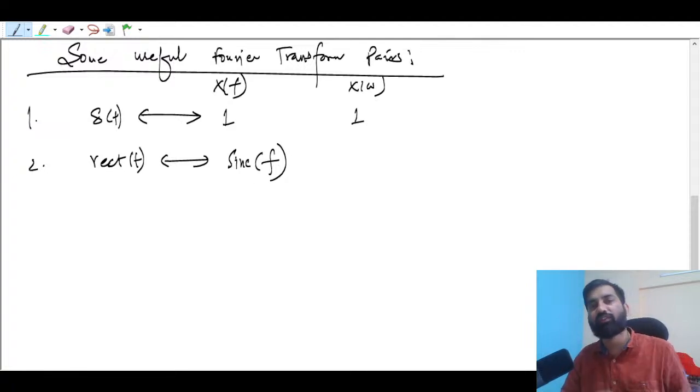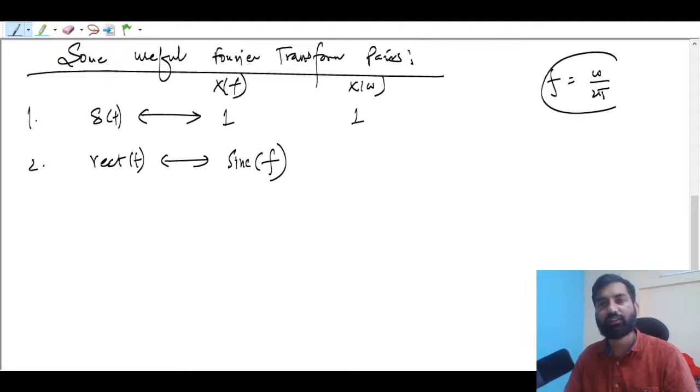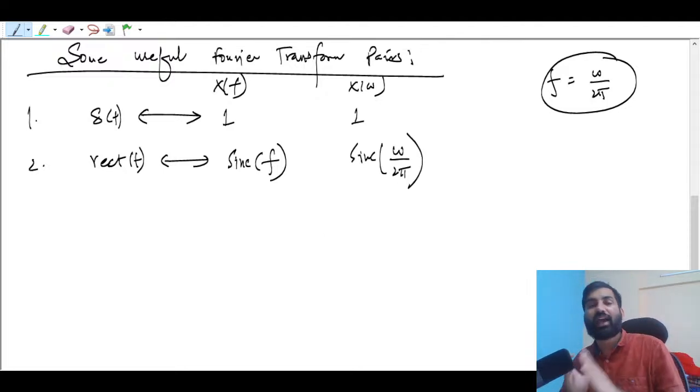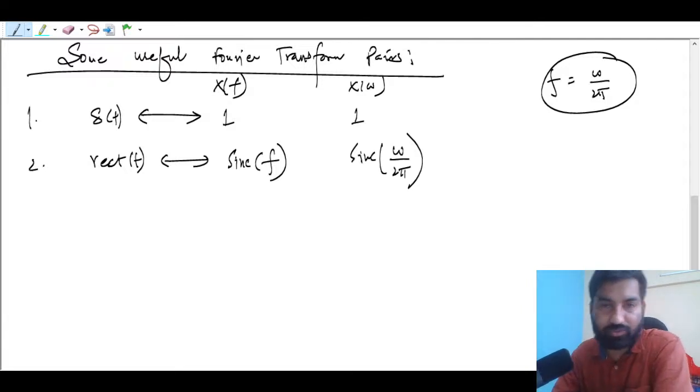And if you want to convert into omega form, you can replace f by omega by 2 pi, so this is going to be sinc of omega by 2 pi. Many students have a lot of confusion in switching from f form to omega form. So do remember, I have told you one technique. If in the Fourier transform there is no impulse present, you can simply replace f by omega by 2 pi, or omega equal to 2 pi f.